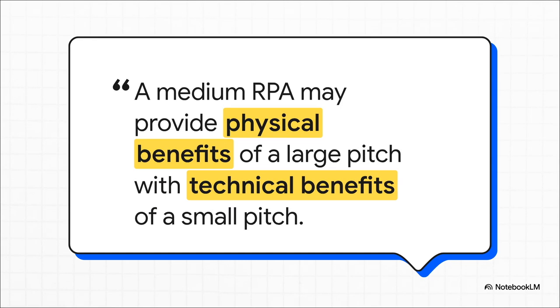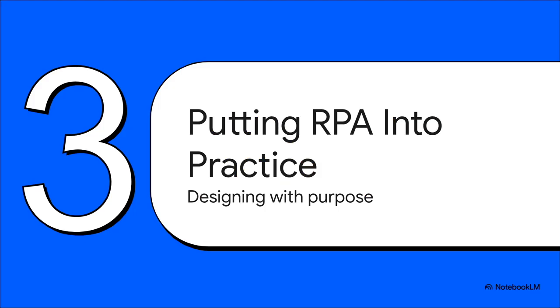A lot of research suggests that a medium RPA might just give you the best of both worlds. It pushes players physically, demanding that athletic output, but it also forces that high level of technical skill and repetition you see in really small spaces. It's kind of the perfect blend for well-rounded development. All right, enough theory. Let's get practical. How do we take this idea off the screen and actually use it to build smarter, more effective training sessions?